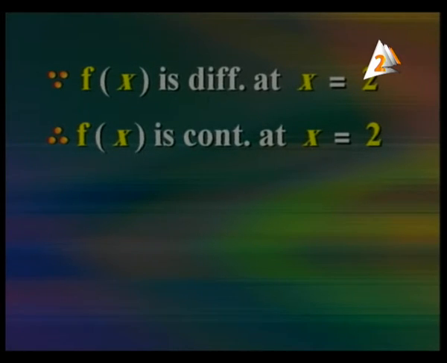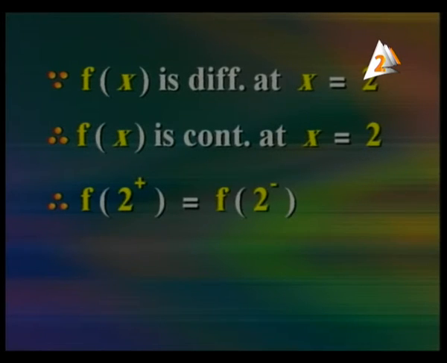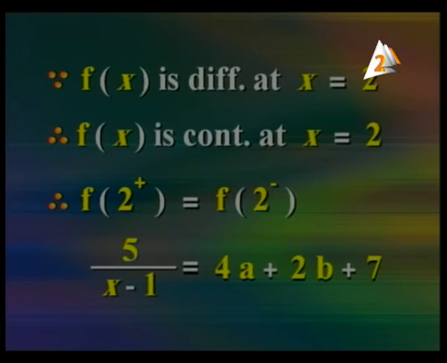Why? Because any function that is differentiable at x equals 2, this function is continuous at x equals 2. What do you deduce, dear student? f of 2 positive equals f of 2 negative. What is the condition of the continuous at x equals 2? f of 2 positive equals f of 2 negative. What do you mean f of 2 positive? We substitute about x in 5 over x minus 1, equals 4a plus 2b plus 7, f of 2 negative.